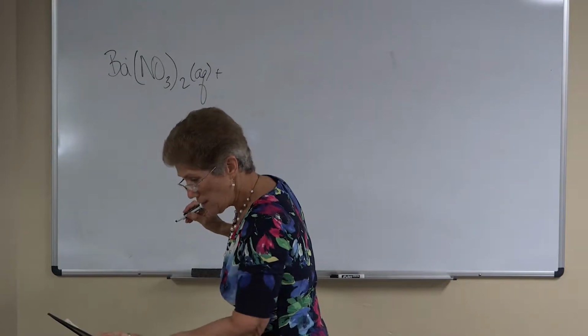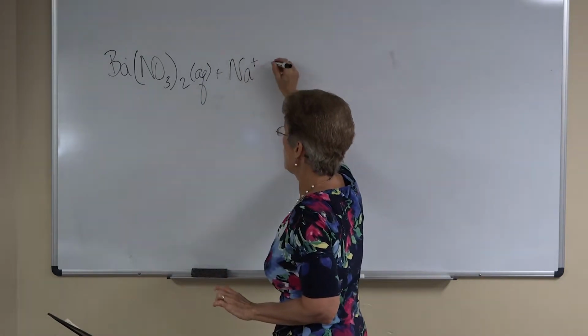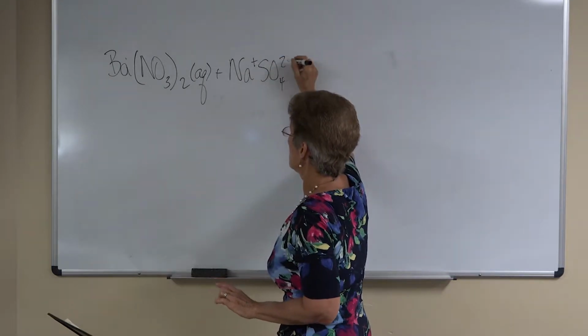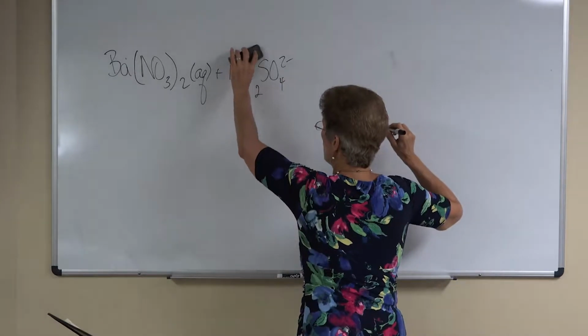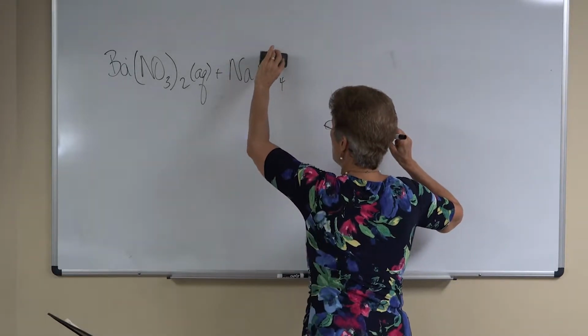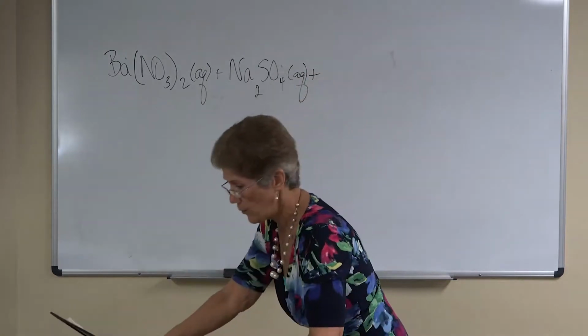The next one, it says, is sodium sulfate. Sodium is a group 1 metal, and sulfate is -2. So this gets the 2, and the sulfate gets the 1. Once again, it is also in water, so it is aqueous.